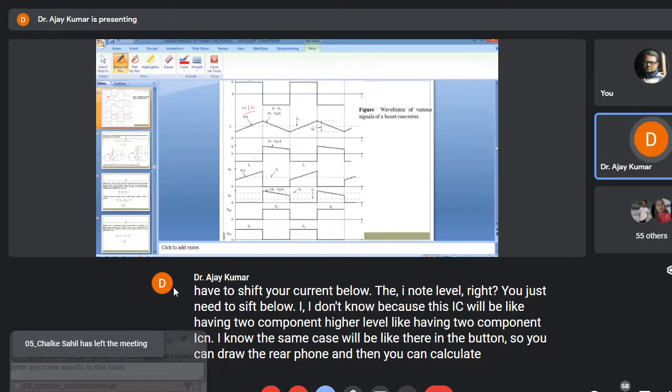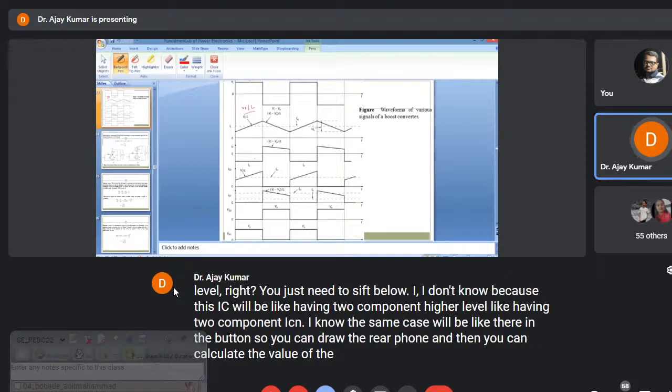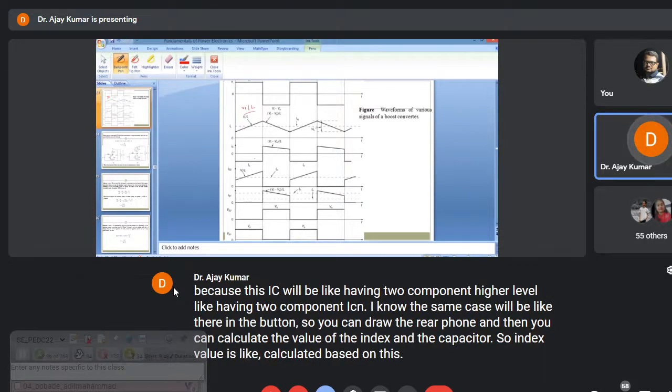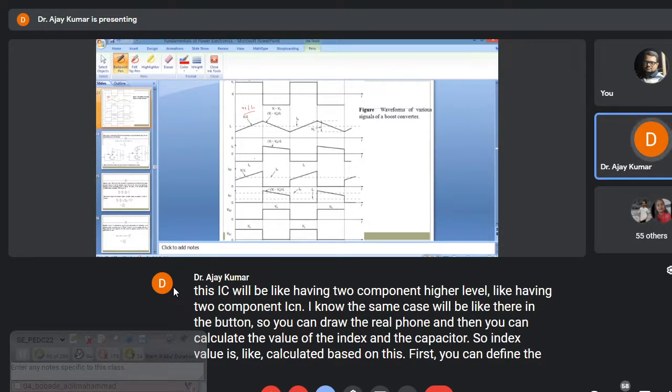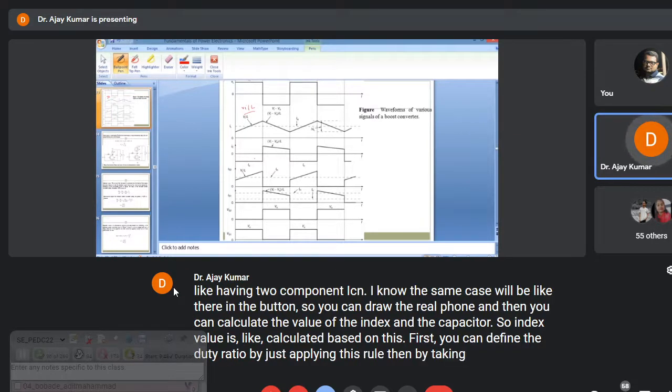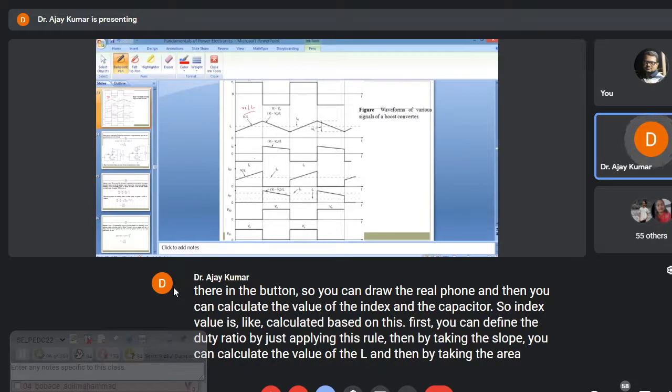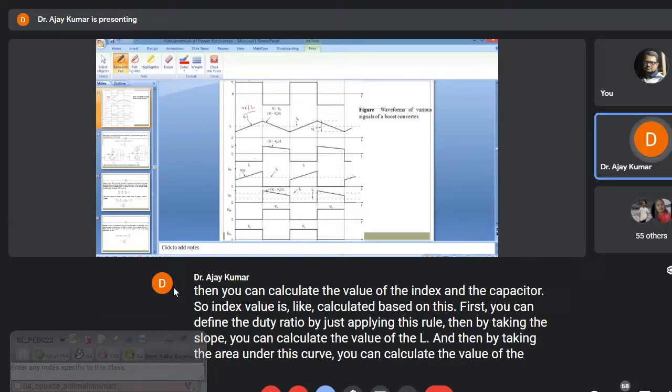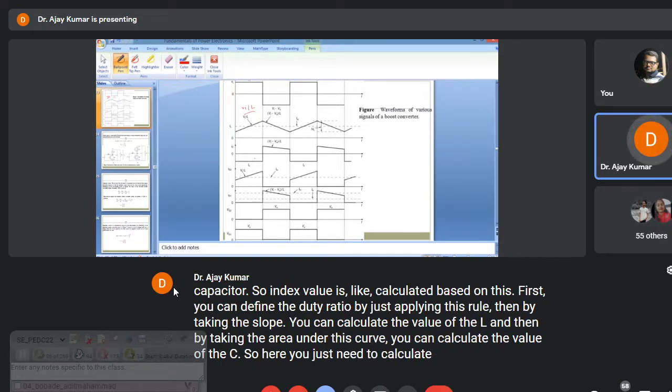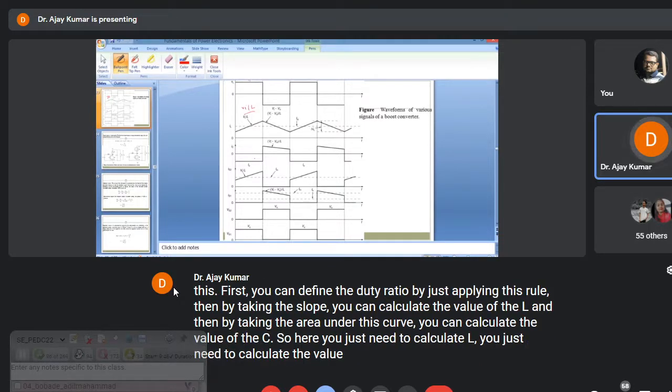The inductor value is calculated based on this. First you can define the duty ratio by just applying this rule. Then by taking the slope, you can calculate the value of L, and by taking the area under this curve, you can calculate the value of C. From this you can calculate the duty ratio relation.